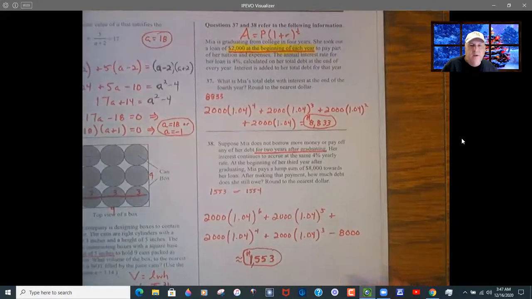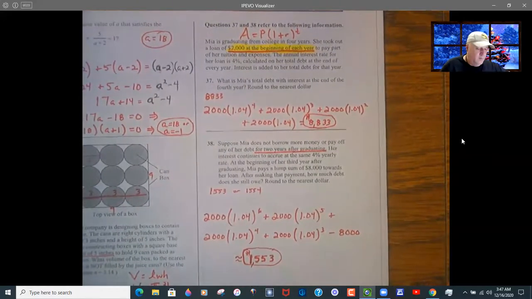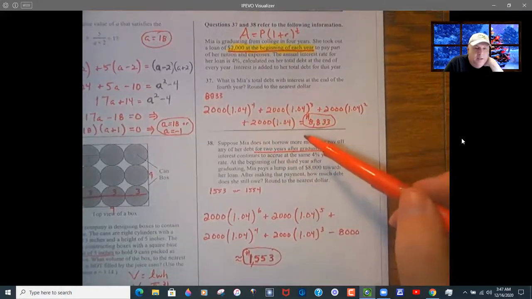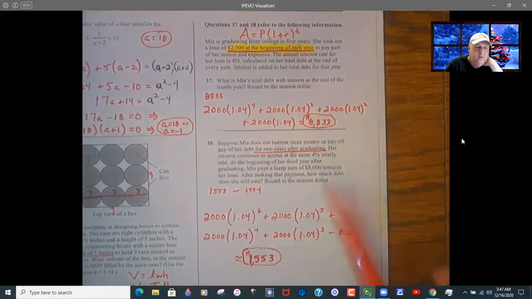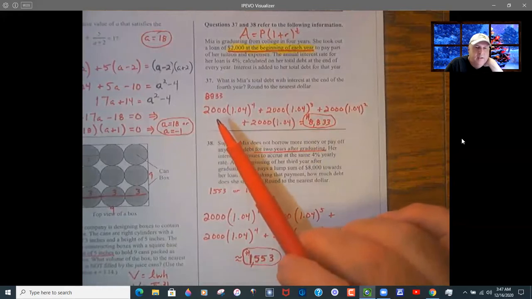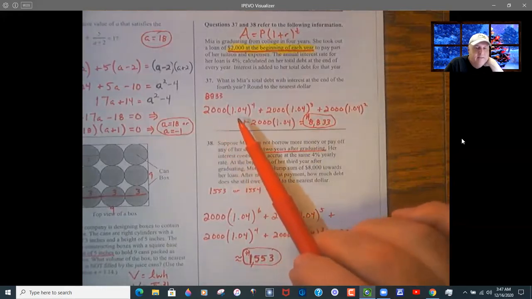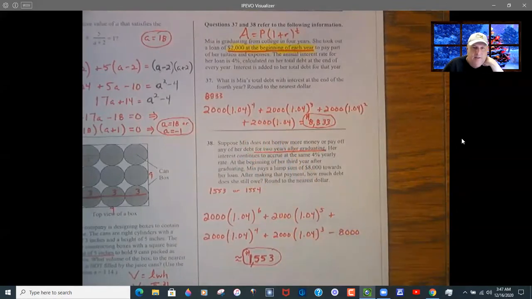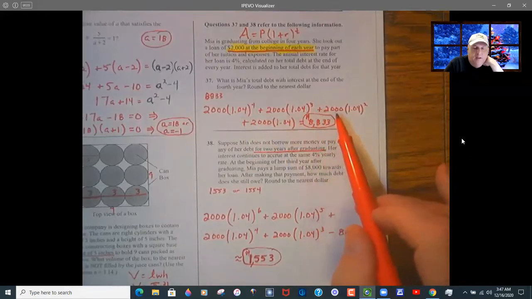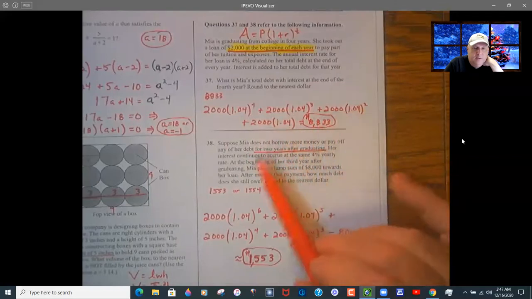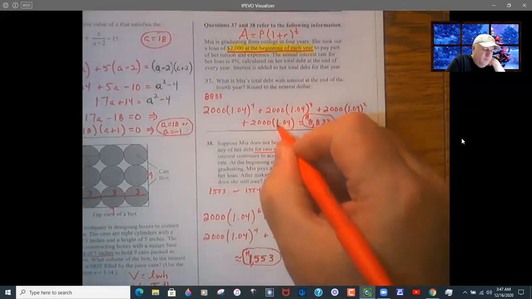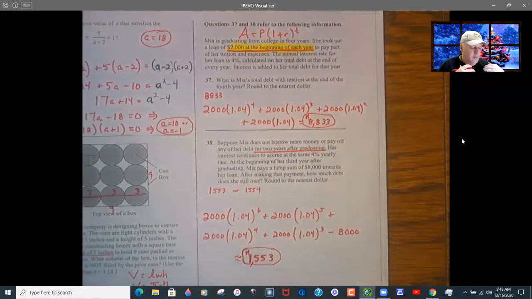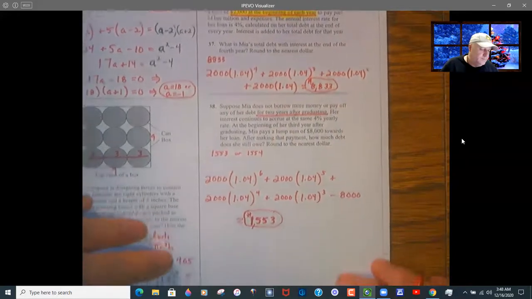But she has all of these $2,000 loans, and there are 4 of them, because we're going through 4 years. The first one she took out at the beginning is for 4 years at a 4% interest. Then she takes another loan of $2,000 the next year, so that goes for 3 years, then another for 2 years, and then one for 1 year. So basically she took out 4 loans.